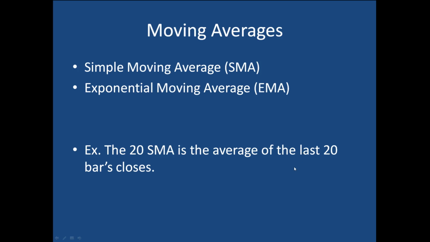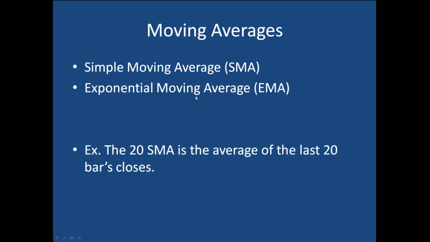So, moving averages. A moving average is where you take the average close of the last so many bars, and that will give you a price where the average price should be. A simple moving average is where you simply take the average of the last so many bars. So for example, the 20 simple moving average, we would take the average of the last 20 bars' closes, and that would give you what you should expect as an average price.